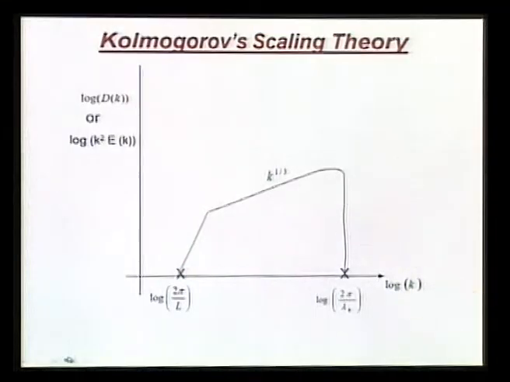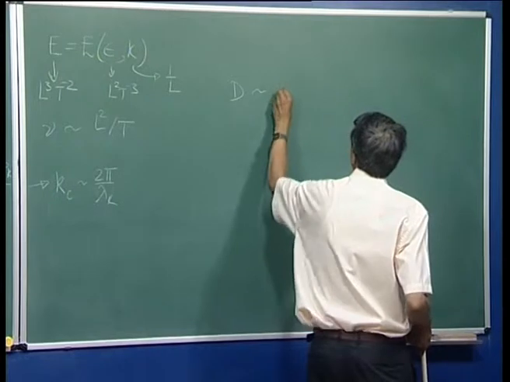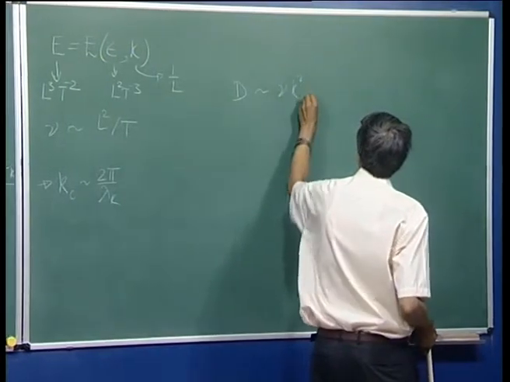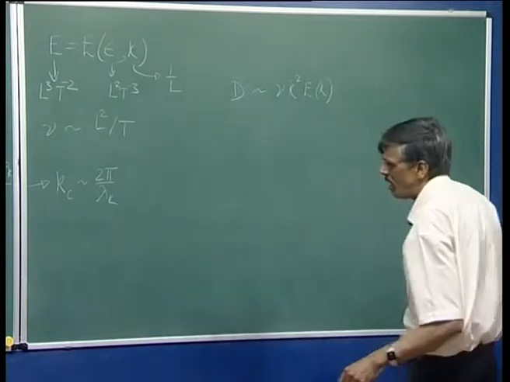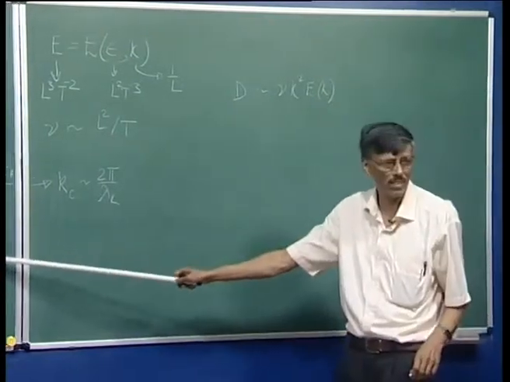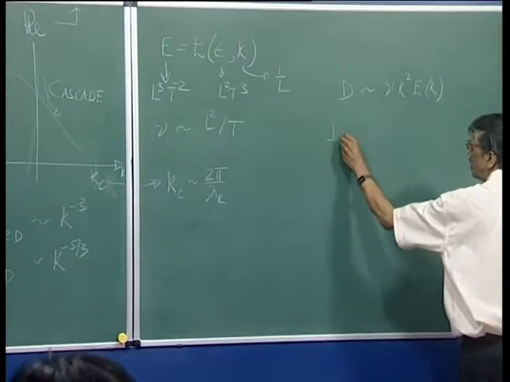Now, how do you get it? What did we write there? Dissipation goes as nu k square E k. Now, what is E k? E k we have just seen goes like this in the inertial range. So, in the inertial subrange, what do we get?